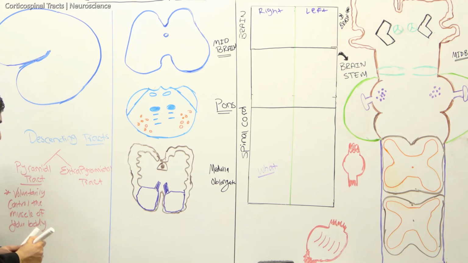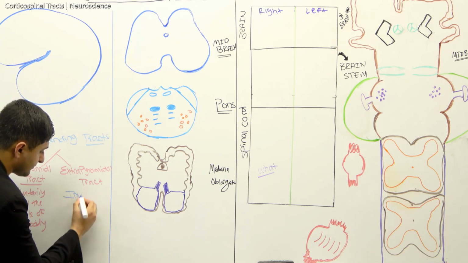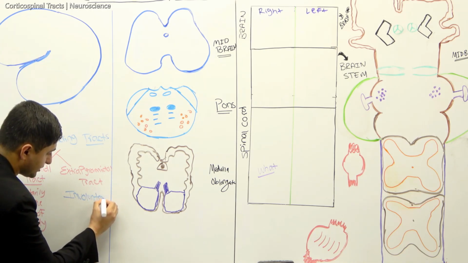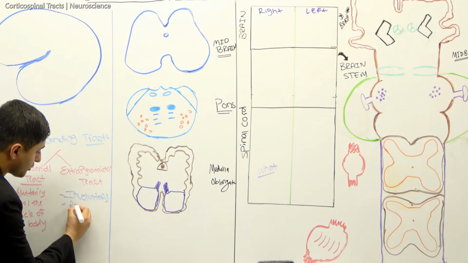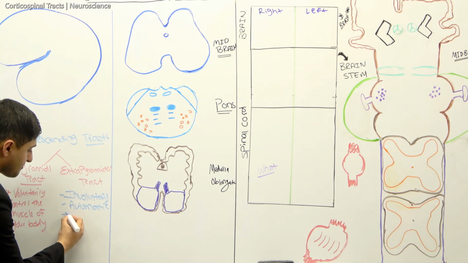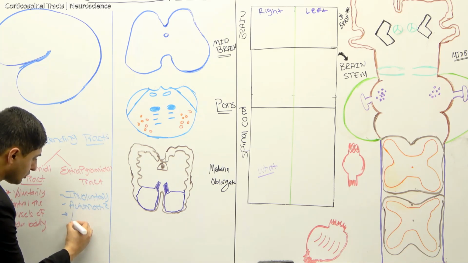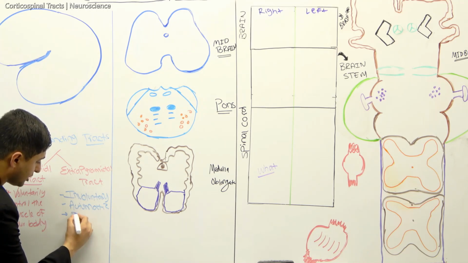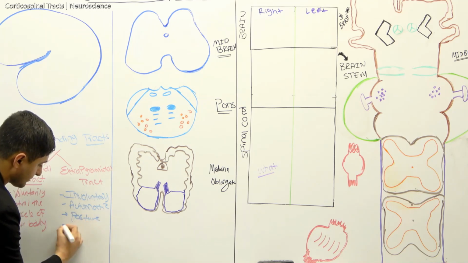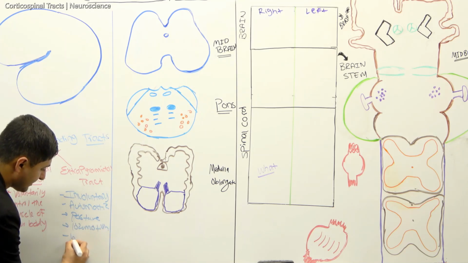And extrapyramidal means that it is involuntary. Let's write down here: involuntary, or you can say automatically you control, for example, posture, locomotion, balance.